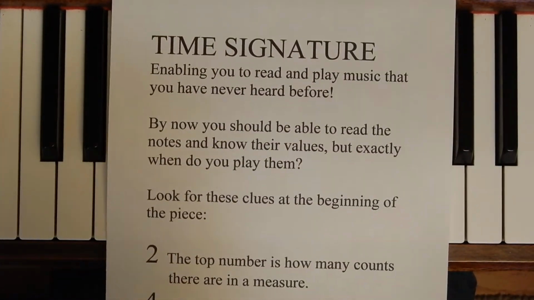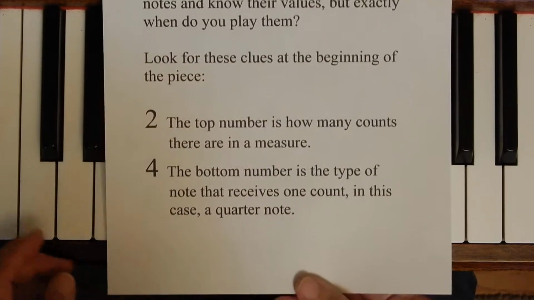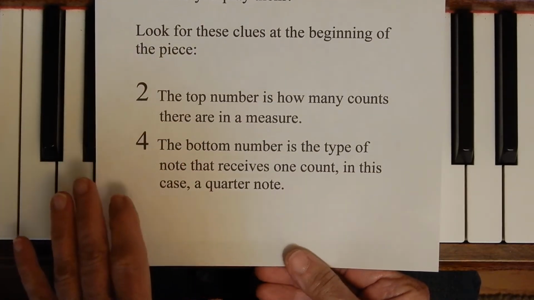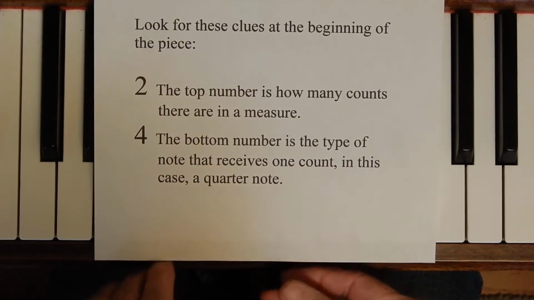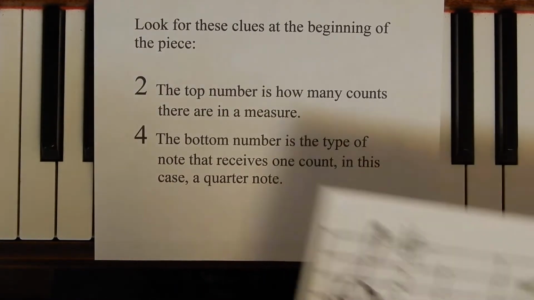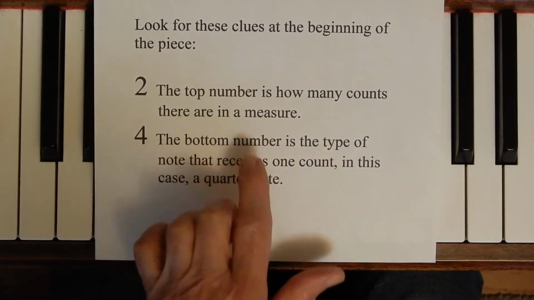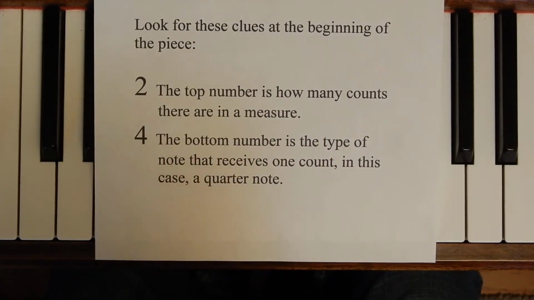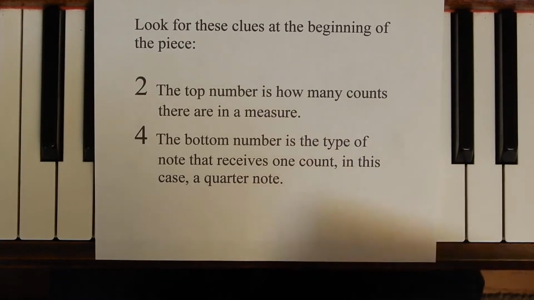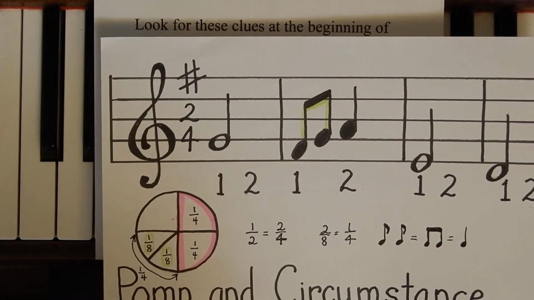So what you have to do is look for certain clues at the beginning of a piece. And you will see numbers there at the beginning, kind of like this. And the top number is how many counts you have in a measure. You better remember what a measure is from the past lessons. And the bottom number is the type of note that receives one count, which in the case that we are talking about will be a quarter note.